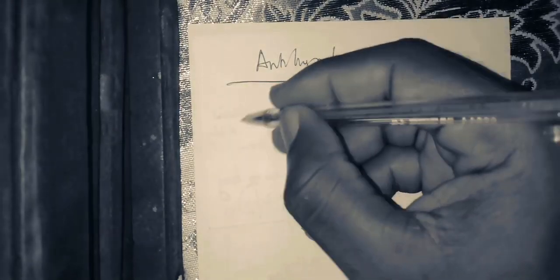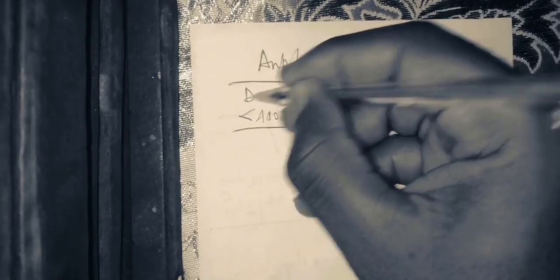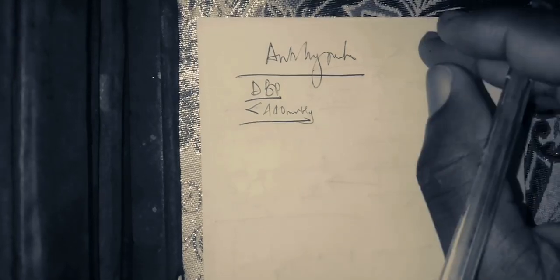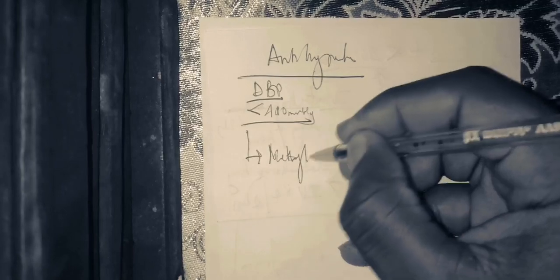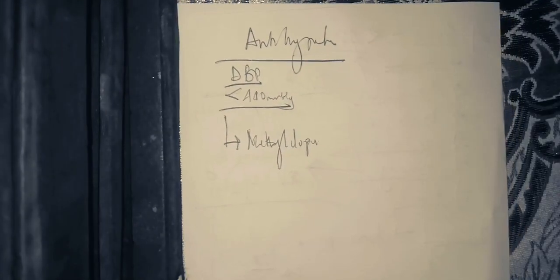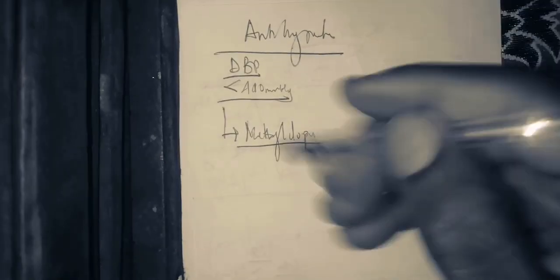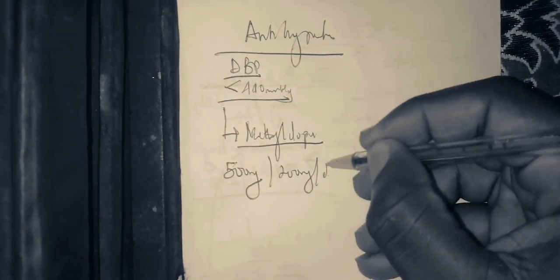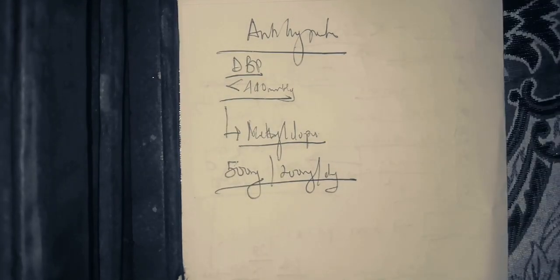Basically, when the diastolic blood pressure is less than 110 millimeters of mercury, you give methyldopa. Methyldopa is the best that is being given. It is a central acting antihypertensive. It is given from 500 milligram to 2000 milligram per day, one tablet daily.